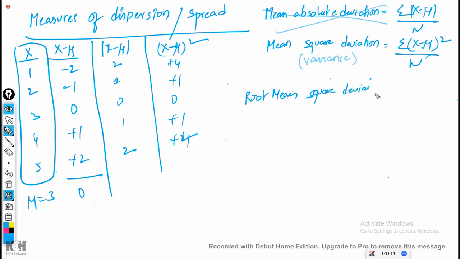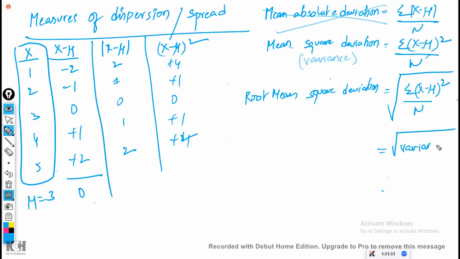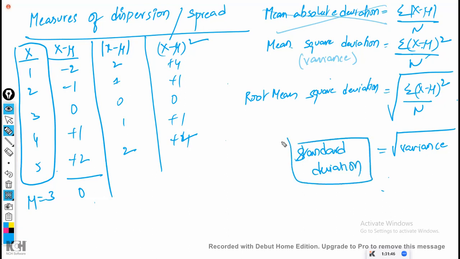Root mean square deviation. Deviation means x minus mu. Square means whole square. Mean means sigma by n. Root means for the entire thing, you have to calculate the root, which is nothing but the square root of the mean square deviation, which is nothing but your variance. The square root of variance is called standard deviation. This is the actual deviation. This is the right one. This is finally the best one. That is the reason it is called standard. This is the standard one.